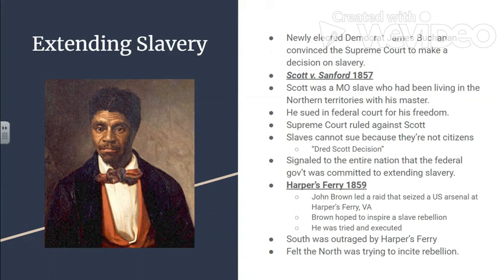Okay. So two things on this slide, because we wrap this up here in a minute. There are two signals here. There's the Dred Scott decision, or Scott v. Sanford, in 1857. Dred Scott was a slave living in Missouri, or a Missouri slave living in the Northern Territories. His slave master dies. He sues in federal court for his freedom. The Dred Scott decision is important and critical because the Supreme Court rules that slaves cannot sue for their freedom because slaves are not citizens. This is a clear signal to the nation that the federal government has the plan of extending slavery. James Buchanan, probably the worst president we've ever had.